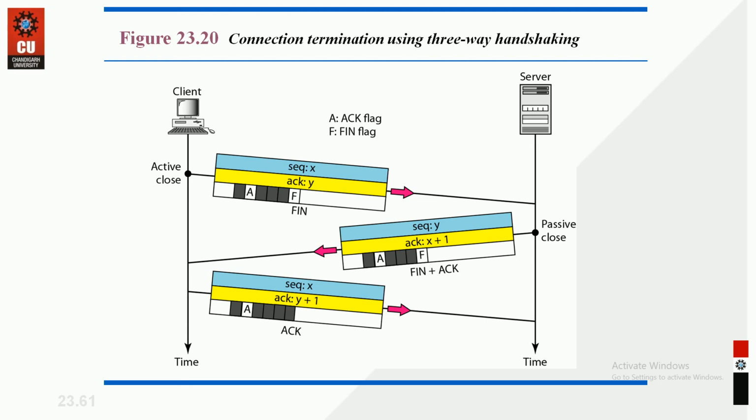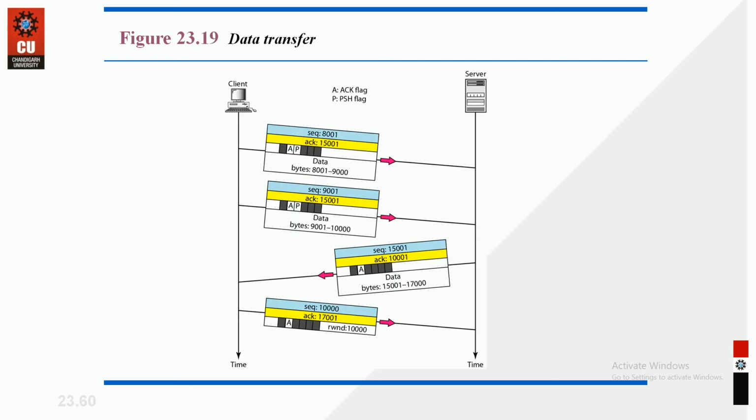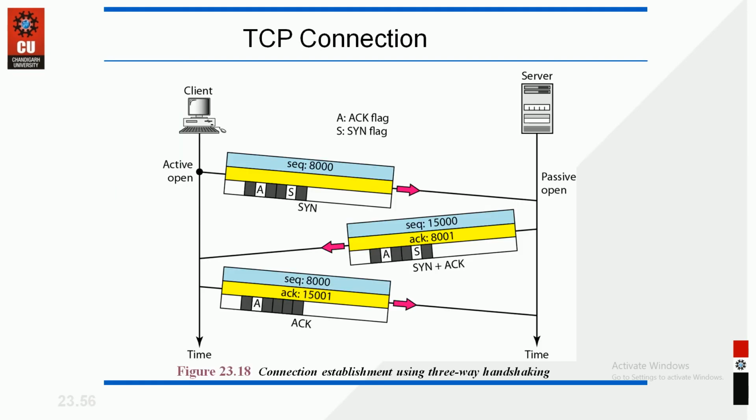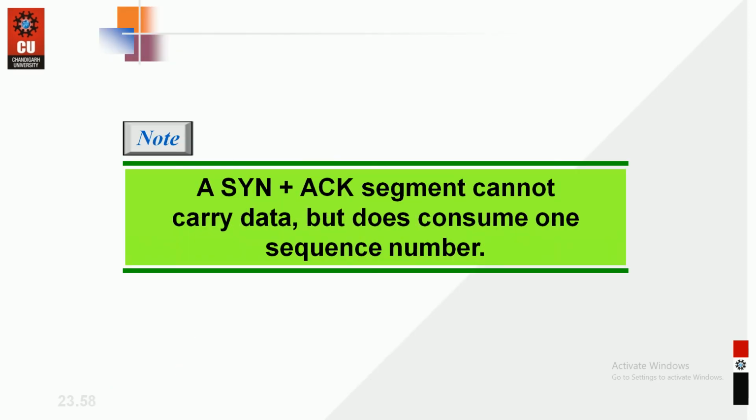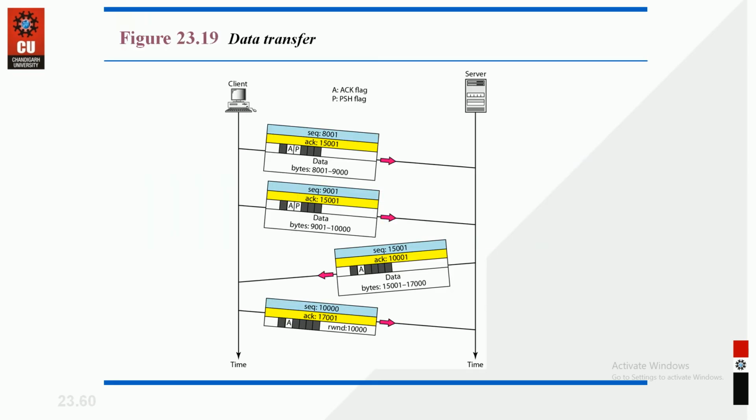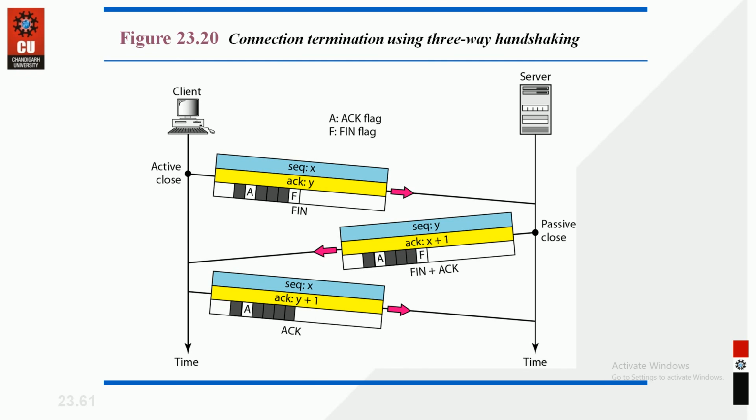Now, connection termination using the three-way handshake. First we discussed connection creation, right? For connection creation, we need synchronization and acknowledgement. For data transfer, we need acknowledgement and push pointer. In this case, we need acknowledgement plus final. In the active side, first it will send sequence number X, acknowledgement Y, with F meaning final: I have done with my transfer.